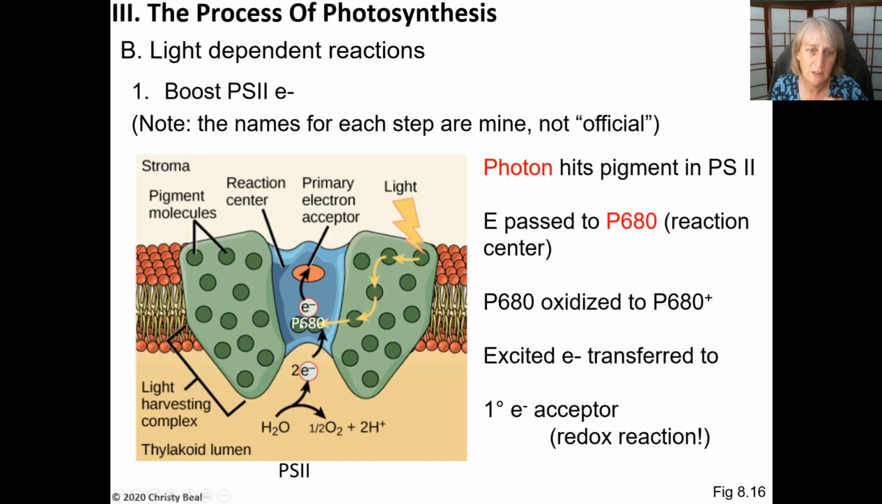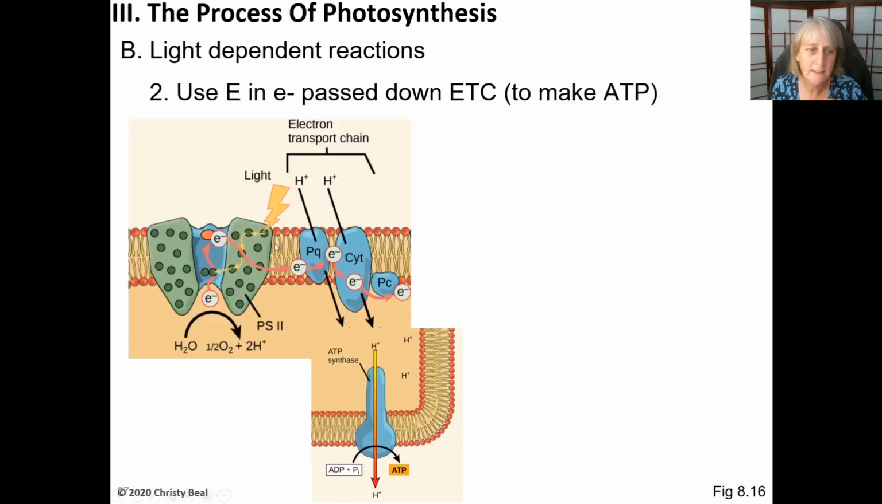P680 is oxidized. As this electron is passed from the primary electron acceptor, this is the same picture but with more now. This electron is passed to this protein. You don't need to know its name. You can just say it's a protein here. The primary acceptor is oxidized, and this protein is reduced. The reduction of this protein causes it to pump protons, H positives, into the thylakoid space, the lumen of the thylakoid.